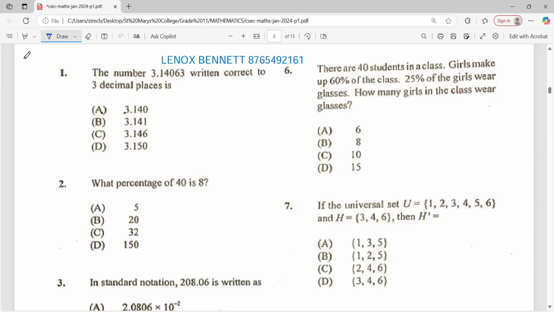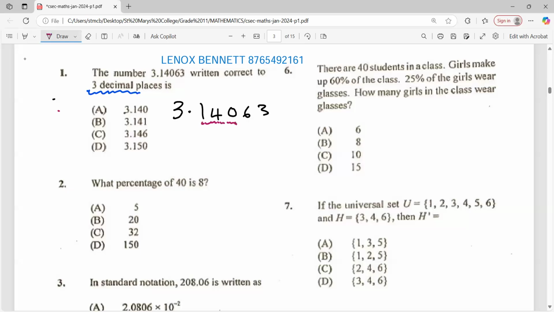Let's go. All right, so this one says the number 3.14063 correct to 3 decimal places. So they wanted to put it to 3 decimal places. And what that means is after the decimal point, there should be only 3 numbers. So let's look at the number. We have 3.14063. So as we said, guys, only 3 numbers must come after the decimal point. That's what it means when it's 3 decimal places, right?